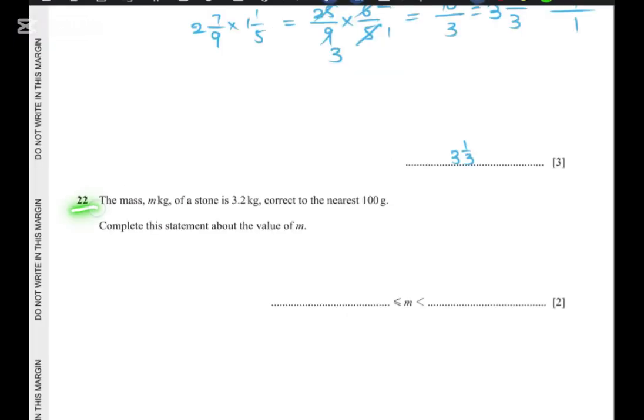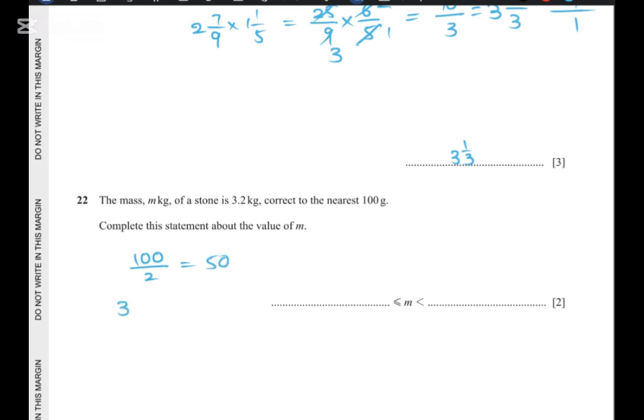Question number 22. The mass m kg of a stone is 3.2 kg, correct to the nearest 100 grams. Complete this statement about the value of m. So this question is related to upper and lower bounds. It is rounded to the nearest 100. For the nearest 100, always divide by 2, you get 50. So now 50 should be subtracted from 3.2 kg.